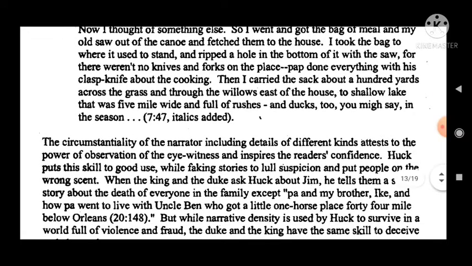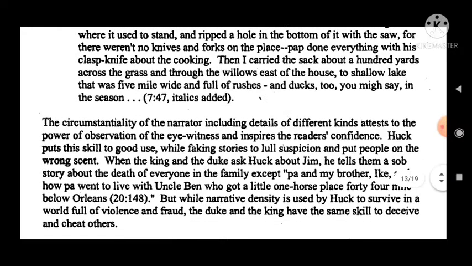Tapped on everything with his clasp knife about the cooking. Then I carried the sack about 100 yards across the grass and through the willows east of the house, so to shallow lake that was 5 miles wide and full of rushes and ducks too, you might say, in the season. That is italics added.